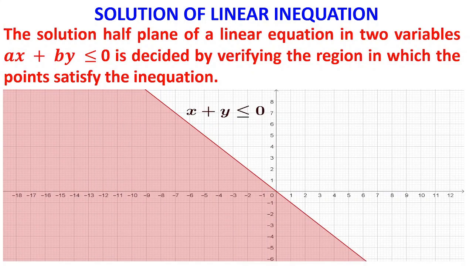Let me take one more example, x plus y less than or equal to 0. Here, if you take the points 3, 1, it is not satisfying. Suppose you take 5, 4, it is not satisfying. Therefore, all the points lying below the line satisfy. That is the solution for this linear inequation.